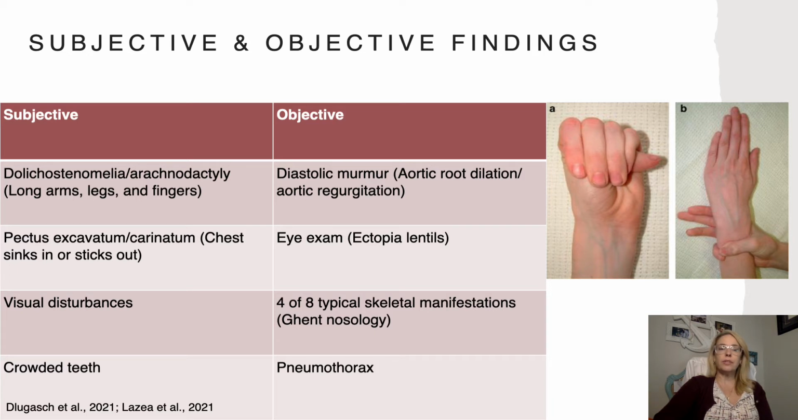So the picture you see here, this patient in A has arachnodactyly. A is a positive thumb sign, where the thumbnail protrudes beyond the ulnar border of the hand, and B is a positive wrist sign. The thumb and the fifth finger overlap when encircling the wrist. This, if the patient had both of these, would add 3 points to their Ghent nosology scoring system.